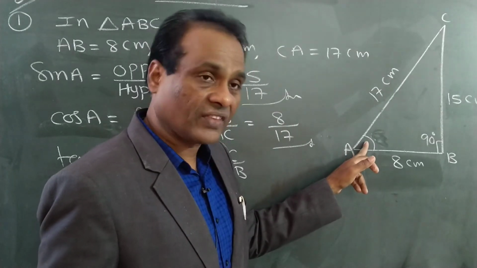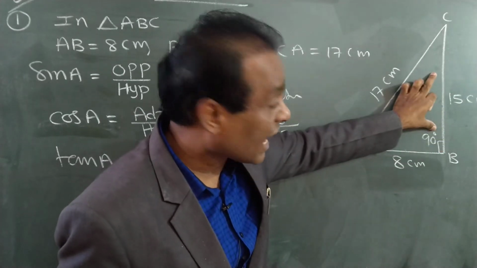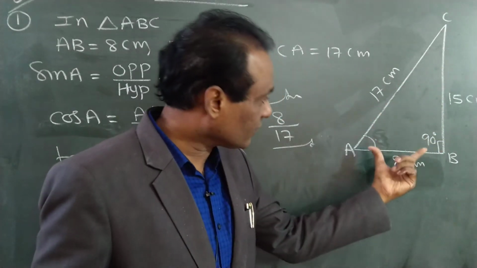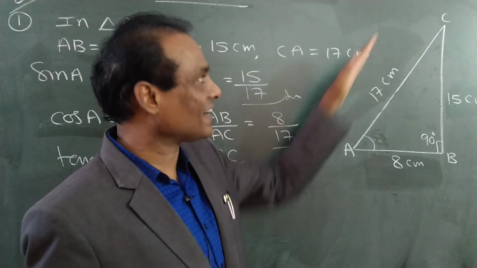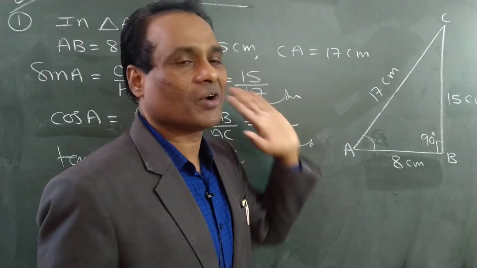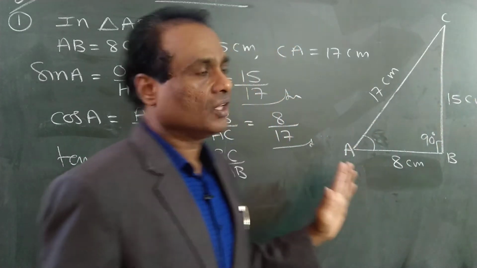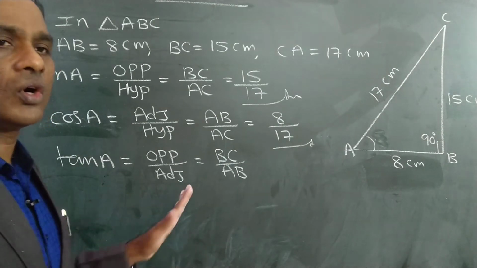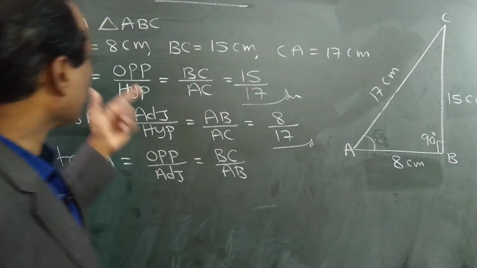If you are taking this angle, this side is called opposite. This is the adjacent side. This is the hypotenuse. The cross, inclined side is always the hypotenuse. So this is opposite and this is adjacent with respect to this angle. Because angle A is taken, there is no confusion. Opposite, adjacent, hypotenuse. And we know the definition.